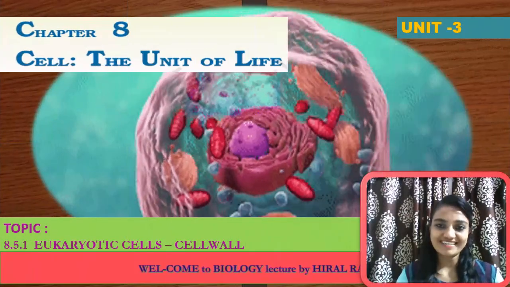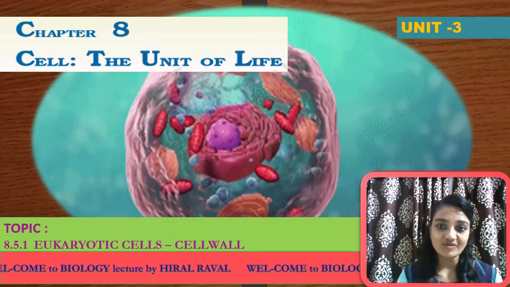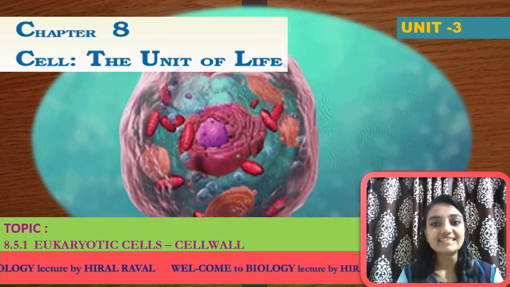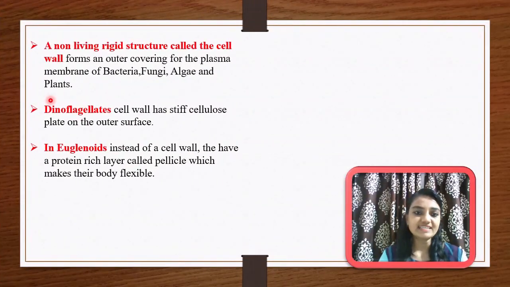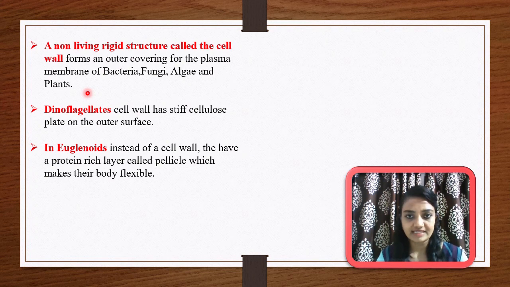Hello students. Today we are going to discuss a very important structure or cell organelle, and that is the cell wall. Cell wall is a non-living rigid structure, and it forms an outer covering from the plasma membrane of bacteria, fungi, algae and plants. So each organism, whether it is a bacterium, fungus, alga or a plant, will have a cell wall. Only the cell wall is absent in animal cells.